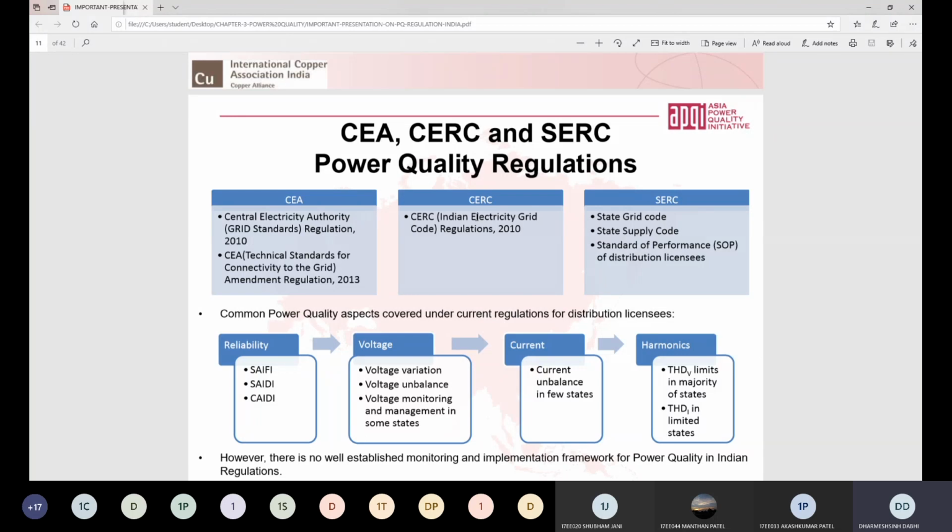The second factor to keep in mind when designing the regulation for power quality is the voltage.